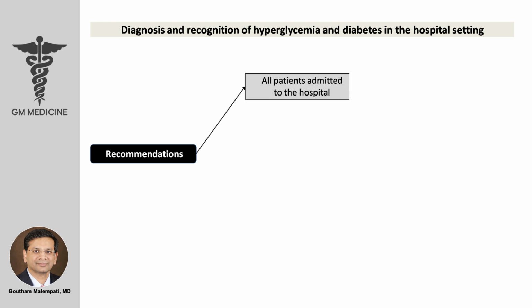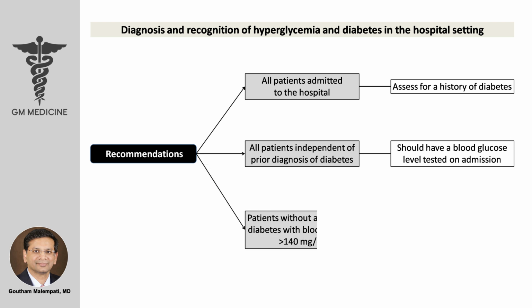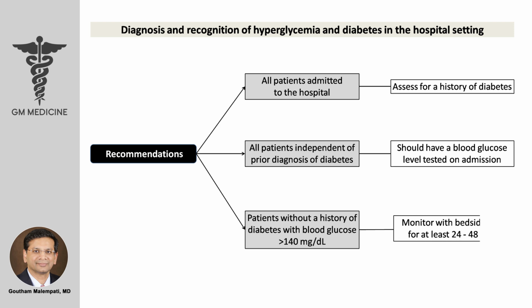Recommendations. Recommend all patients admitted to the hospital be assessed for a history of diabetes. All patients independent of prior diagnosis of diabetes should have a blood glucose level tested on admission. Patients without a history of diabetes with blood glucose greater than 140 milligrams per deciliter should be monitored with bedside point of care testing for at least 24 to 48 hours.